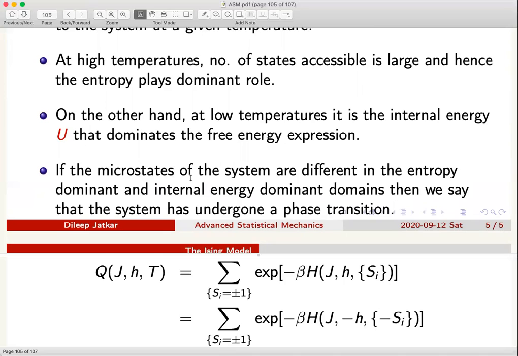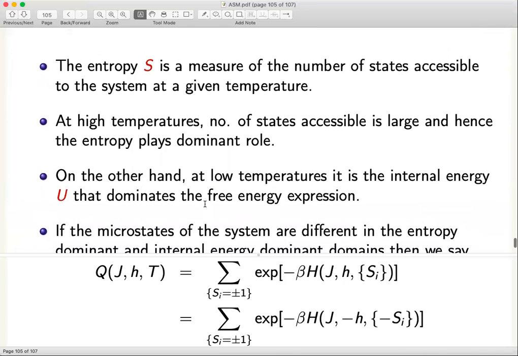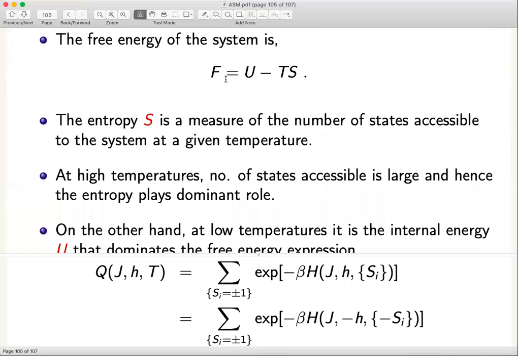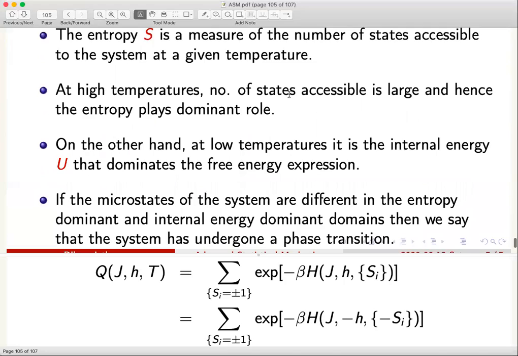Okay. So besides saying whether entropy is dominant or internal energy is dominant, we also need to check whether the microstates are in fact reflecting this behavior or not. But of course, you do see F swapping the sign as one term dominates over the other.